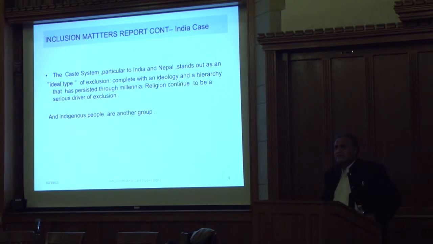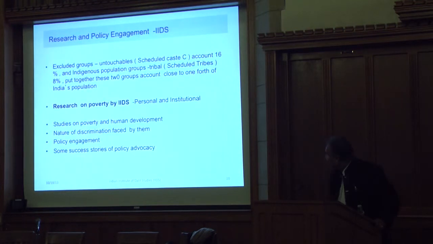Now, as far as India is concerned, the report observed, and I am again quoting, the caste system, particularly in India and Nepal, stand out as an ideal type of exclusion, complete with an ideology and hierarchy that persisted throughout millennia. Religion continues to be a serious driver of exclusion. And indigenous peoples are another group which also suffered from social isolation and physical isolation.